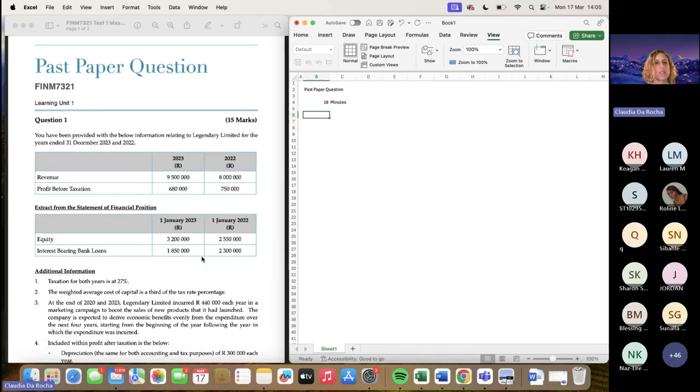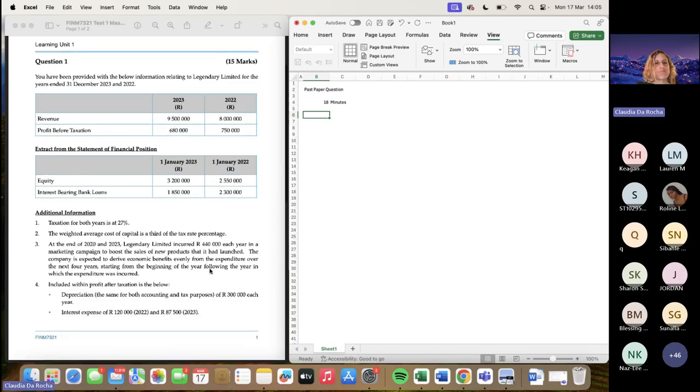All right. Okay, so it says we have been provided with below information related to Legendary Limited for the years ended 31st December 2023 and 2022. So we've got 2023 revenues and profit before tax. Okay, what's critical with EVA? Remember, it's profit before tax. We always want the profit after tax. So we can already see that they're going to probably ask us to incorporate tax.